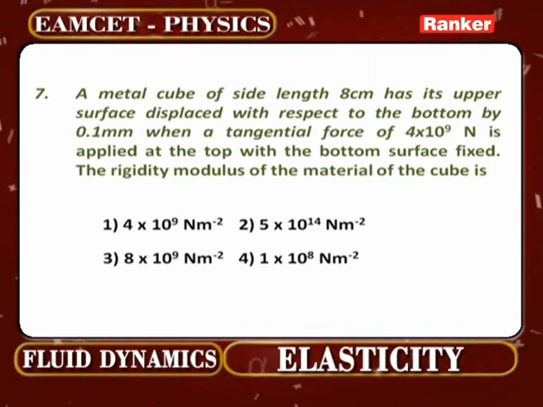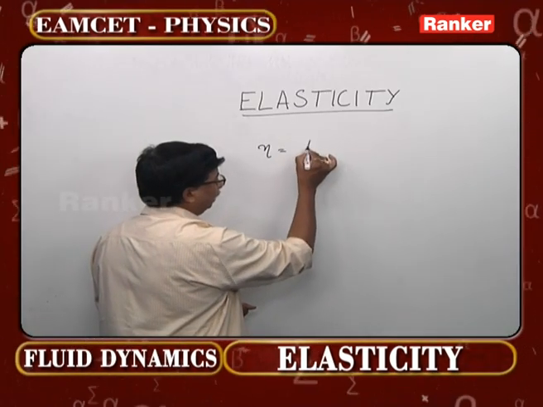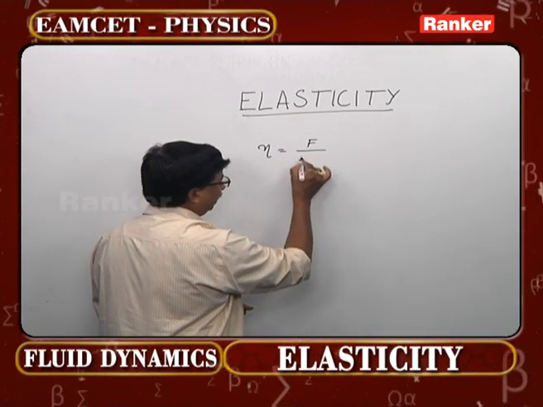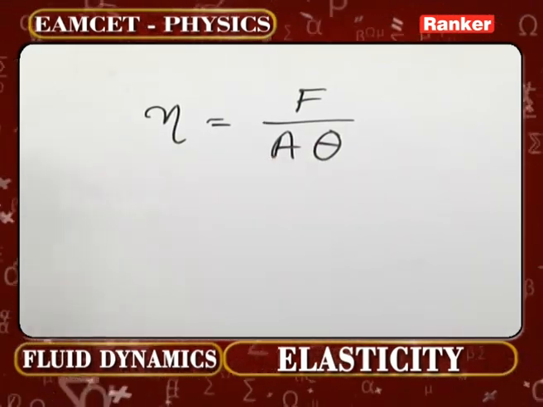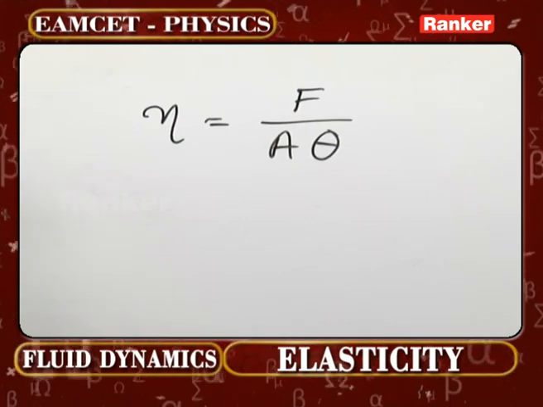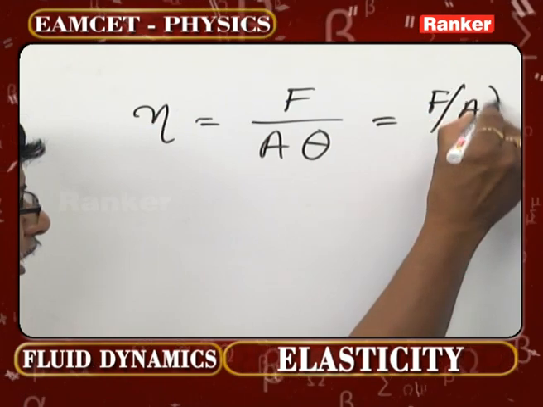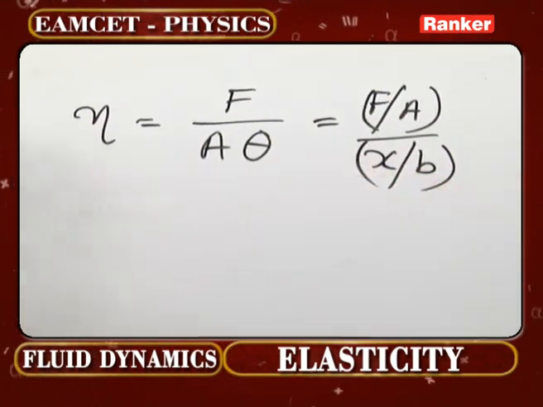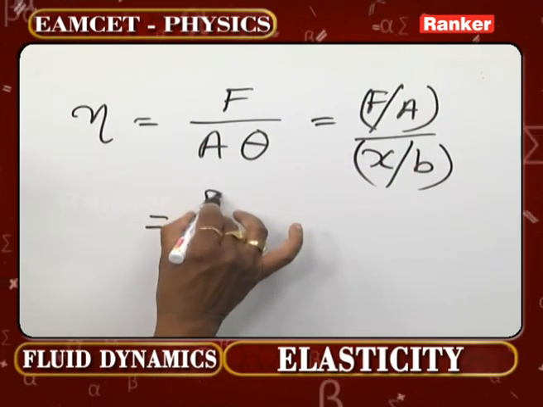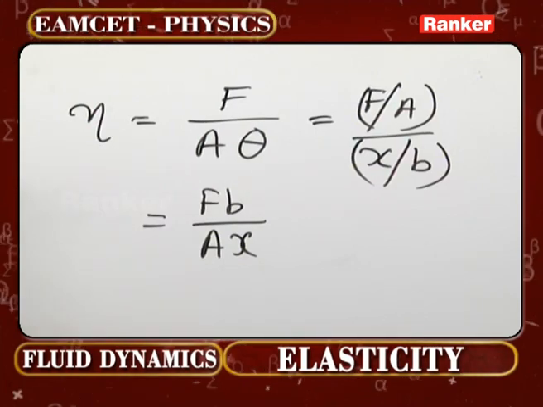Once again, you need to understand rigidity modulus. That is nothing other than force per unit area by theta. What is that theta? I have already told you. It is the shearing strain. In other words, you can write it like this also: F by A by displacement by breadth of the body. In other words, you can write F into breadth by area of cross section into displacement.